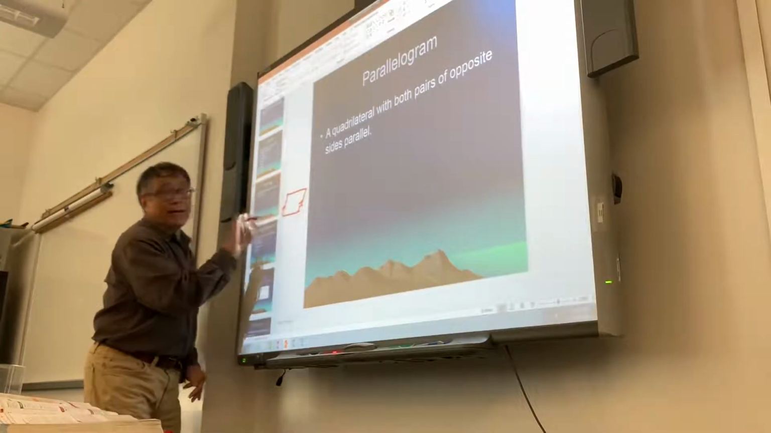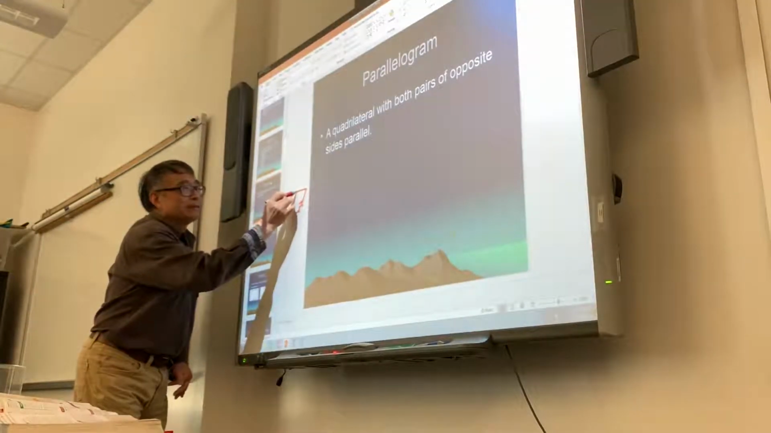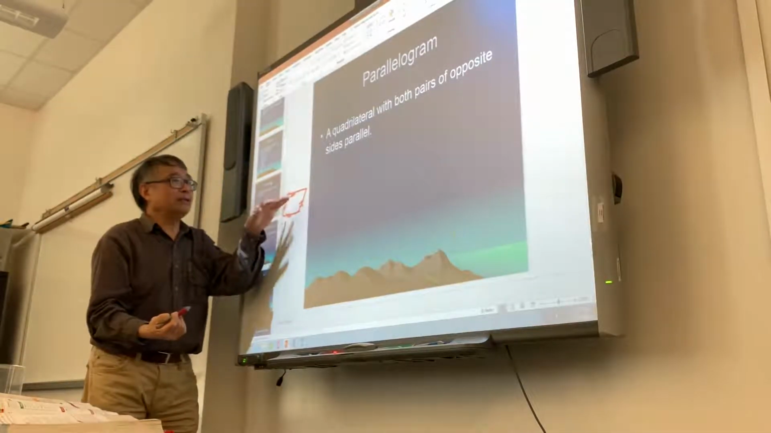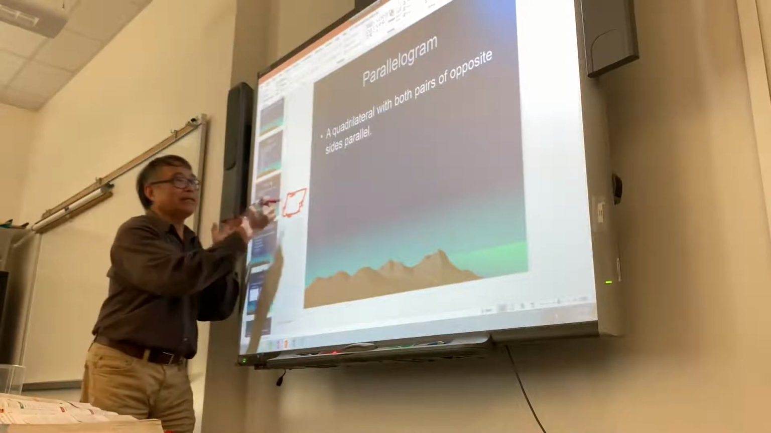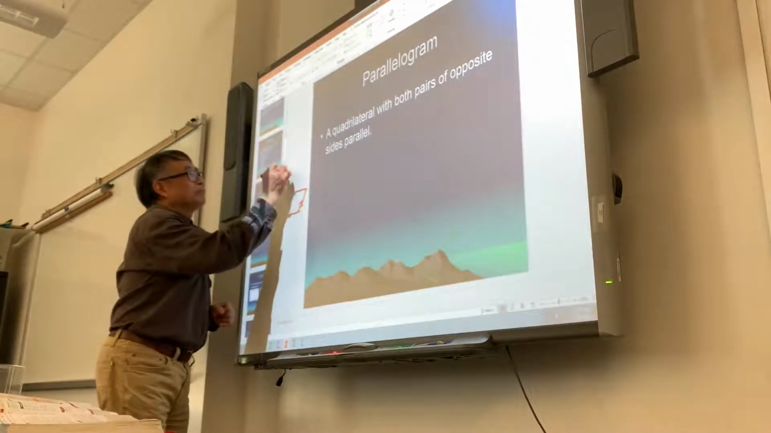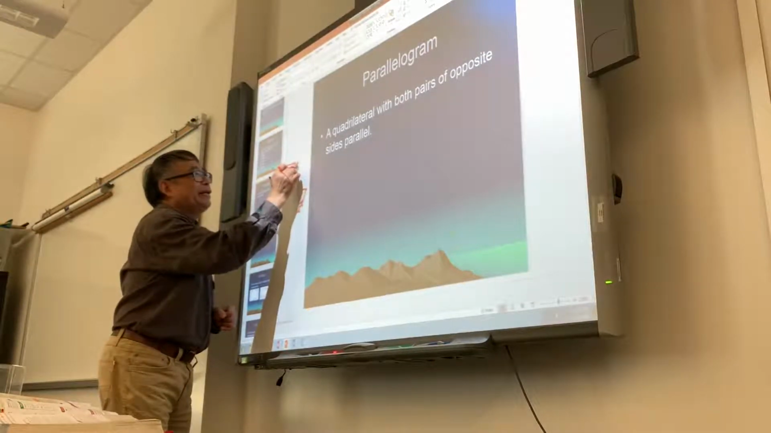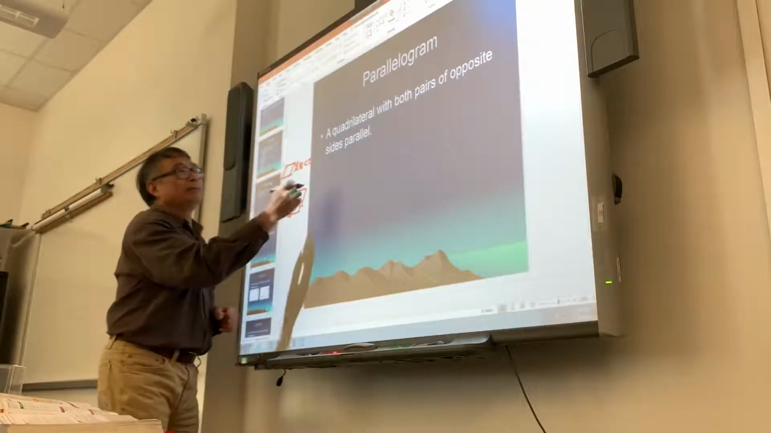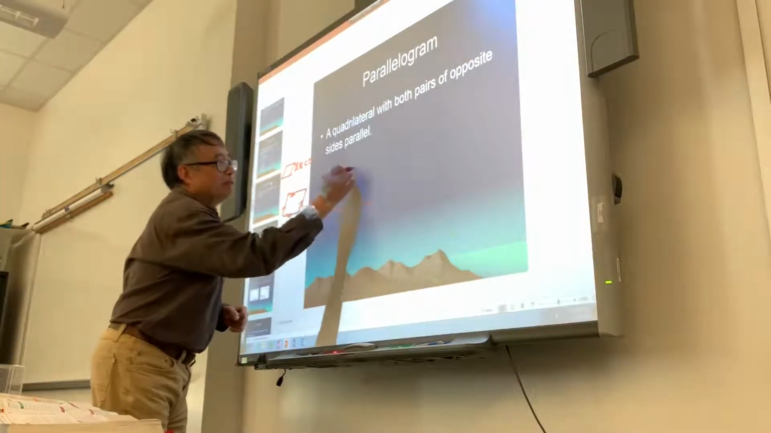This opposite side is parallel. This opposite side is also parallel. So we use a double arrow. This is one arrow for this side being parallel. This side is parallel. You can use a sign like this, A, B, C, D, to indicate a parallelogram. But you can use whatever, okay, please?